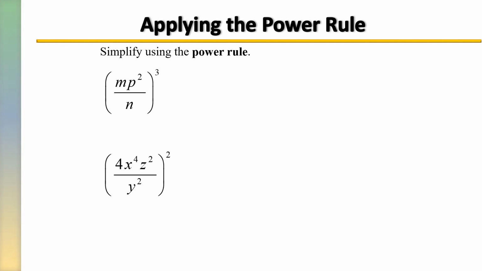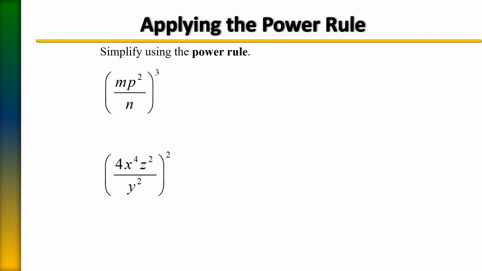Let's do 2 more applying the power rule. This time you have fractions or rational expressions. So the same rule applies. Remember, you have to raise both the top and the bottom to that power. So let's begin with the first example. That's going to be M raised to the 3rd power. P already has a power, so let's multiply them. 2 times 3. That's going to give me P to the 6th power.